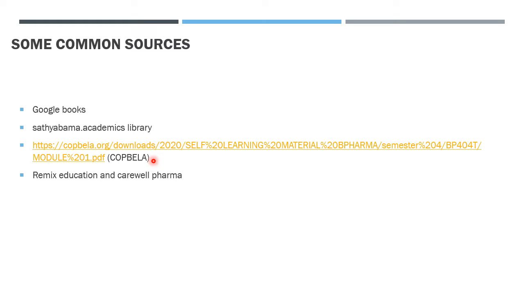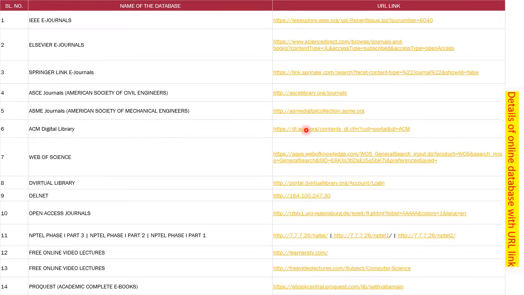The next one is Cobbella. This site is specifically for pharmacists because there is B-Pharm material, especially from SEM 1 to SEM 8, and all the notes are uploaded in a unit-wise appropriate manner. So this Cobbella is a very important site. And the next is the Telegram channels of Remix Education and Carewell Pharma, where you can find handwritten notes and some handwritten materials, diagrams as well. So you can refer to these Telegram channels as well.